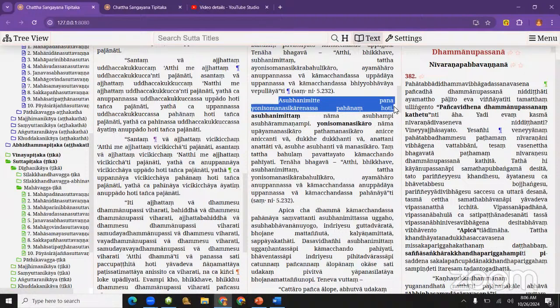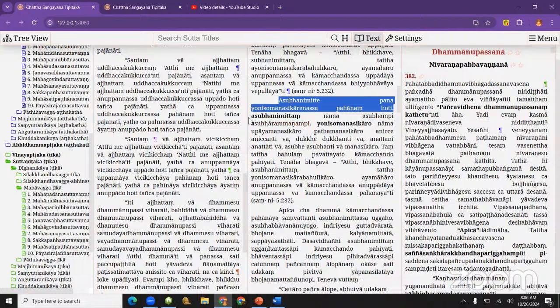So they explain again what is asubha nimitta. Asubha nimittam nama asubhampi asubharammanampi. Asubha nimitta means repulsiveness or loathsomeness itself, and also the repulsive object. So that is the asubha nimitta. And again they explain what is yoniso manasikara. Then you need to understand what the yoniso manasikara is.